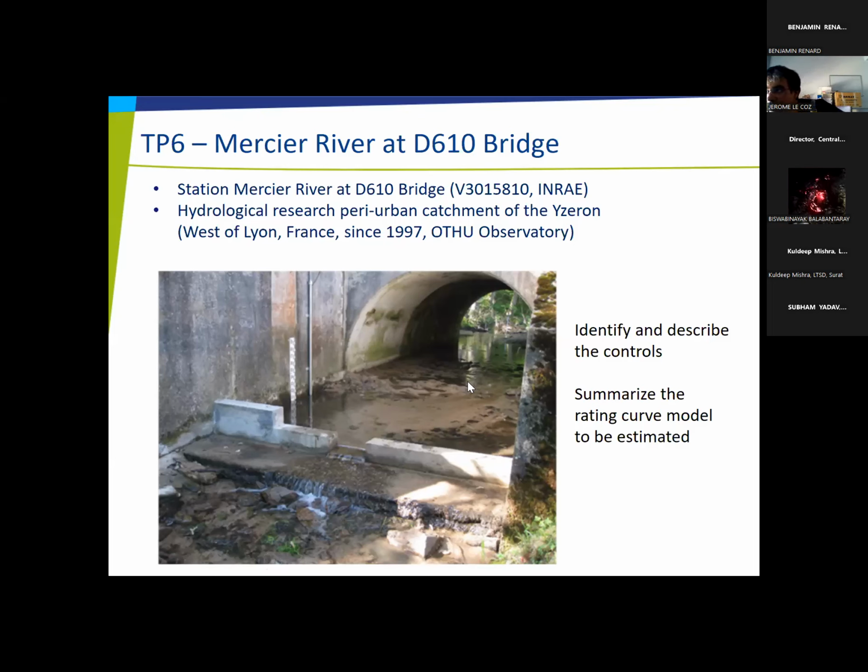So the first exercise here is to identify the controls and to summarize the rating curve model we will use. As I said, we can clearly distinguish the control. It's a very simple case here with this artificial control. We have a notch here for the lowest flows, like in this picture. Then for higher flows, we have this second weir, in two parts, but at the same elevation. So that will create a second rectangular weir, and a third one, higher one here, for very, very high flows.